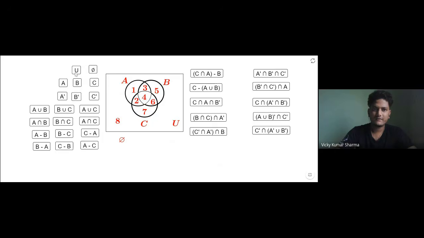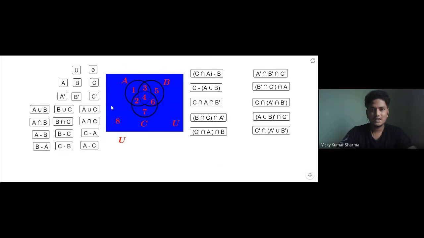So we are aware of the fact that U is a universal set. So what does this include? If you see here, U includes sets A, B, and C. It basically includes the elements of sets A, B, and C, along with the other elements which might be present apart from the regions of the sets A, B, C, which is element 8, as you can see here.